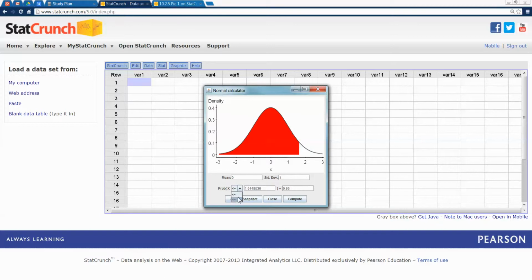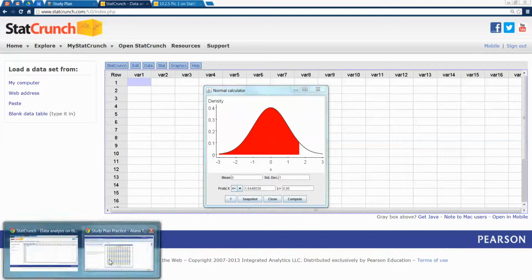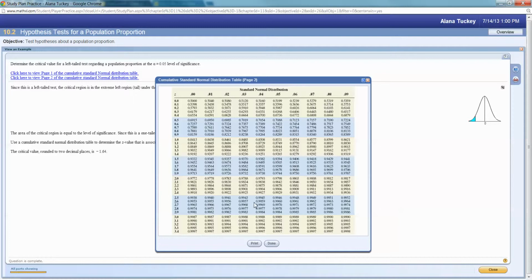The table doesn't have this little pull-down menu where you can switch back and forth. So with the table, you're stuck with always looking to the left side. So you would say, okay, if I want a right-tailed test, I would go 0.95. Look right there. That one's 0.9495. That one's 0.9505. They're equal distance. Rats.